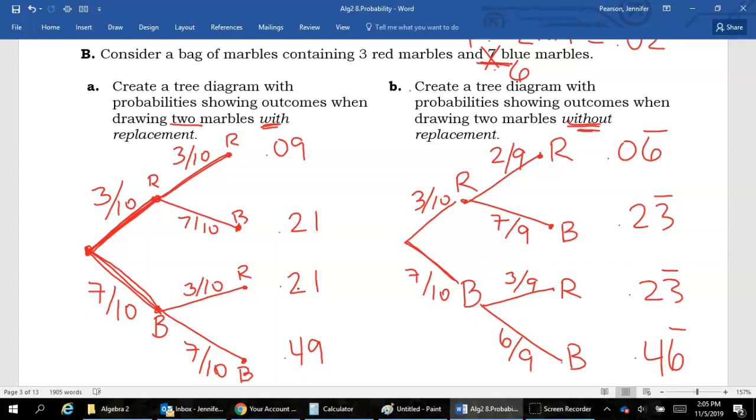So we can compare with versus without replacement. Looks like my probabilities of 2 reds and 2 blues both went down by about 3%, but my probabilities of 1 red, 1 blue each went up by about 2%.